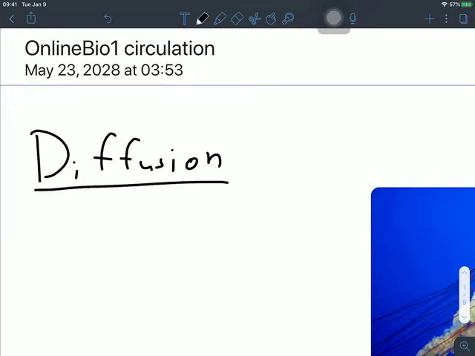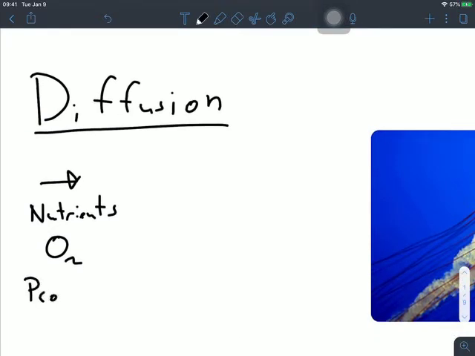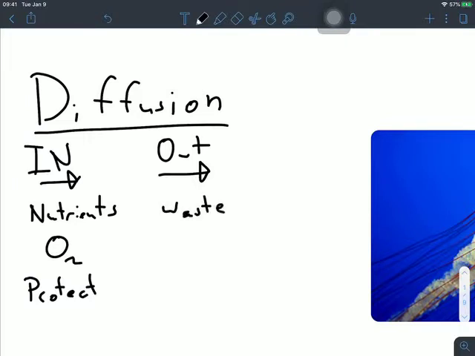Again, the name of the game here is to get all of the nutrients that you need in, oxygen that you need in, as well as functions of protection and filtration going into the different tissues of the body while removing or carrying out wastes, carbon dioxide, which is produced as the byproduct of cellular respiration, and removing those things from your cells.